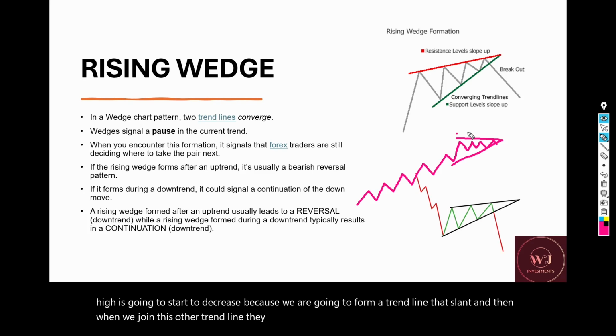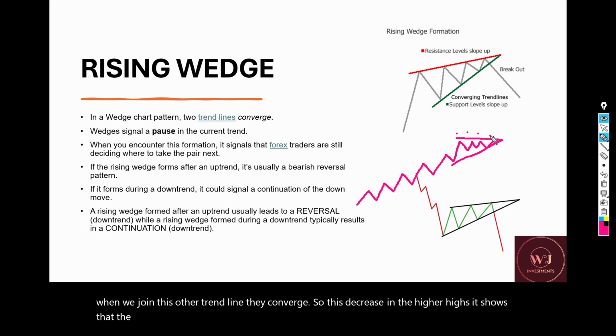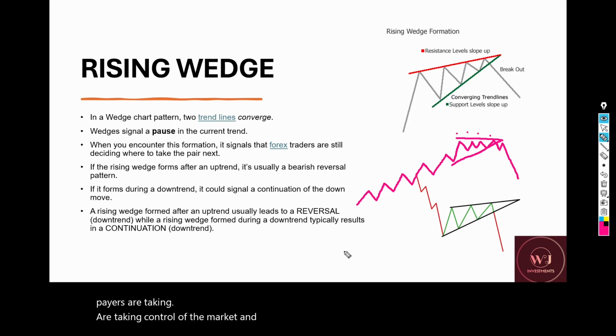So this decrease in the higher highs shows that the market is losing bullish momentum. And therefore, it shows that the bears are taking control of the market, and that's why we normally get a reversal.